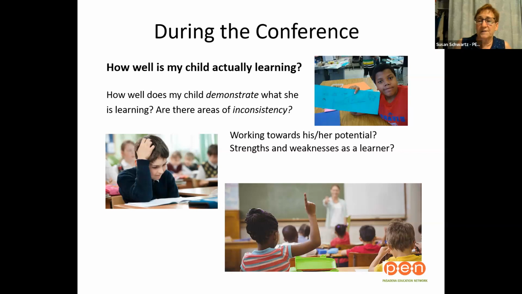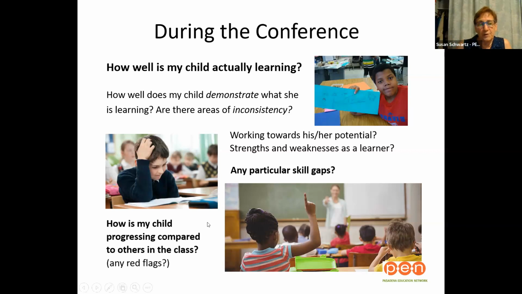Is your child working to his or her potential? He or she may be doing just fine as far as you're concerned or the teacher is concerned, but again, what are the strengths and weaknesses as a learner? And what are the things that they need to work on? Any particular gaps in their skills? The obvious question is what are you as a teacher doing to help fill in those gaps, help the child close those gaps, and what can I as a parent do to support that, or other kinds of help. And then you might also ask how your child is progressing compared with others in the class, or maybe others who are similar, like English learners compared with other English learners. And again, it's not like it's a competition.